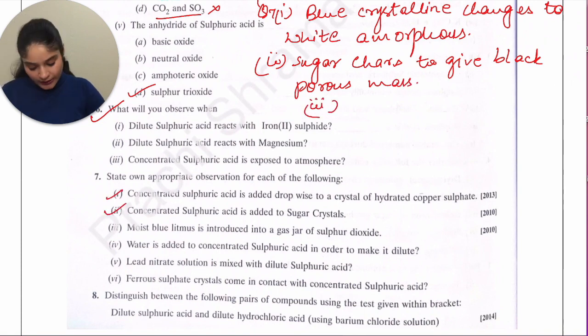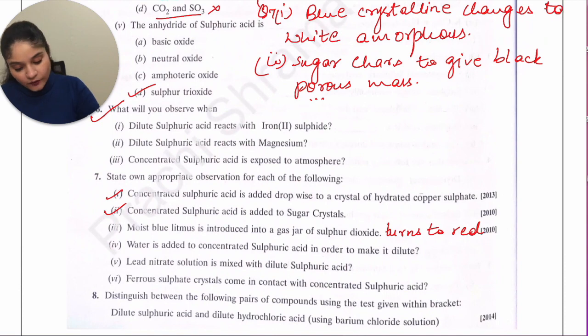Let's move on to the third one. We are done with this. Moist blue litmus is introduced into a jar of sulfur dioxide. Since that is acidic in nature, your blue litmus is going to turn to red. So blue will turn to red.